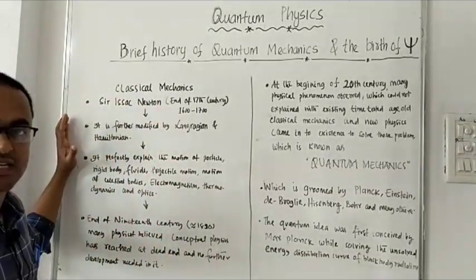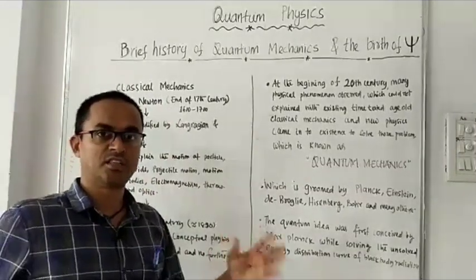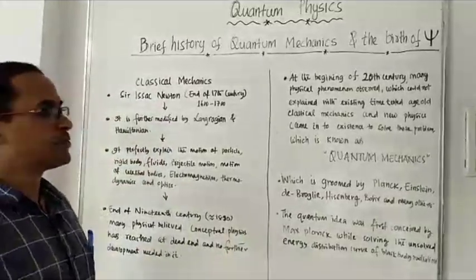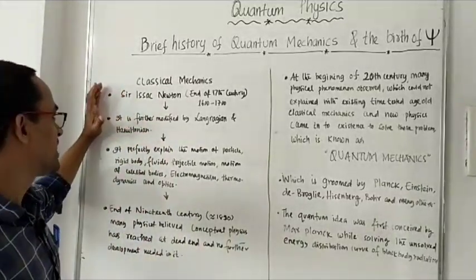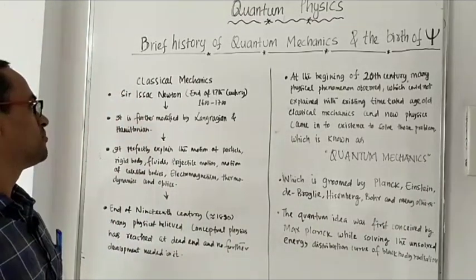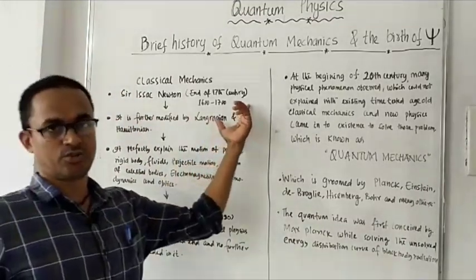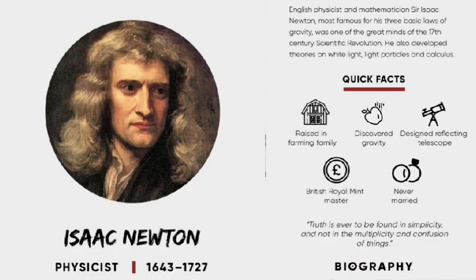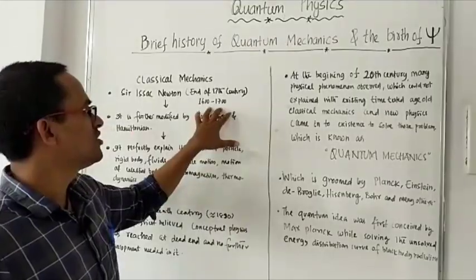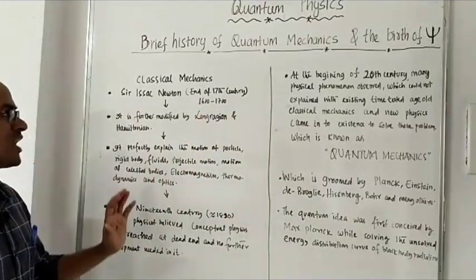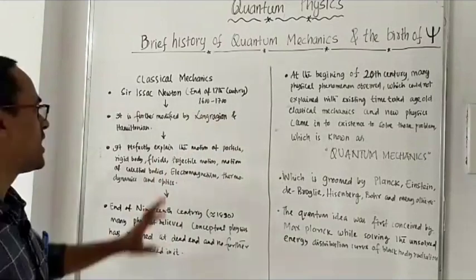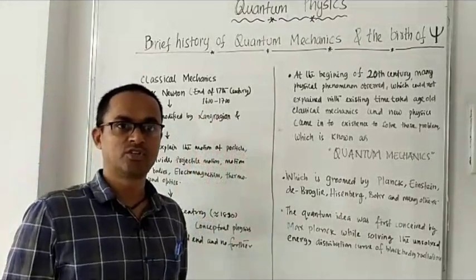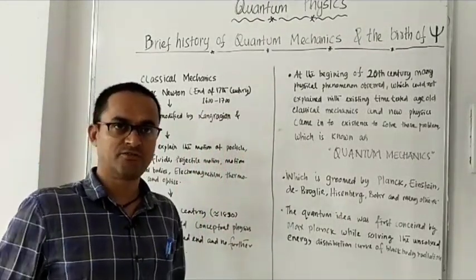First of all, we are talking about classical mechanics, which we have already studied in our BSc physics honors classes, and people studied it in the past as well. Classical mechanics was started by Isaac Newton at the end of the 17th century, that means between 1600 and 1700. During this time, classical mechanics was developed by Sir Isaac Newton, and further modified by Lagrange and Hamilton.